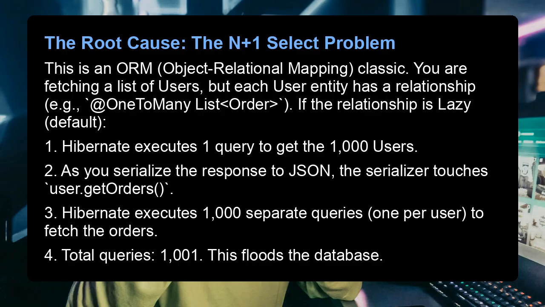This is an ORM, object relational mapping, classic. You are fetching a list of users, but each user entity has a relationship, for example, @OneToMany List<Order>. If the relationship is lazy, which is the default: 1. Hibernate executes one query to get the 1,000 users. 2. As you serialize the response to JSON, the serializer touches user.getOrders(). 3. Hibernate executes 1,000 separate queries, one per user, to fetch the orders. 4. Total queries: 1,001. This floods the database.